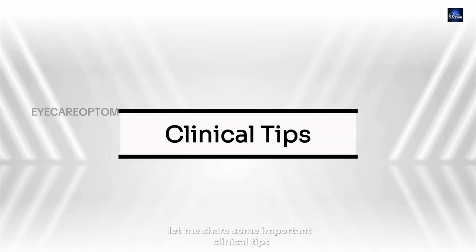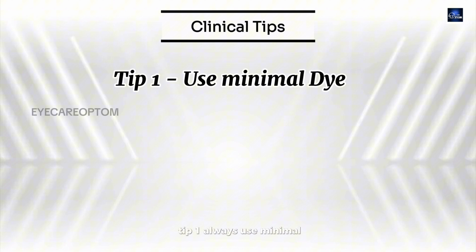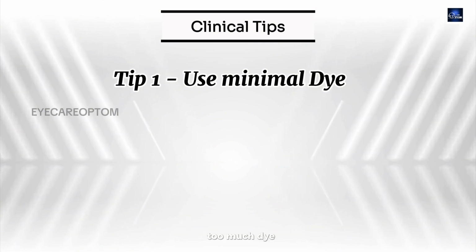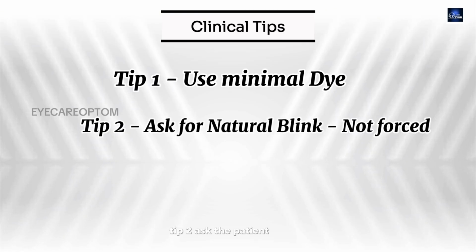Before we finish, let me share some important clinical tips and common mistakes to avoid. Tip 1. Always use minimal fluorescein. Too much dye dilutes the tear film and artificially prolongs the TBUT, which gives you a falsely normal result. Tip 2. Ask the patient to blink naturally, not forcefully. A forced blink can disturb the tear film and affect the measurement.